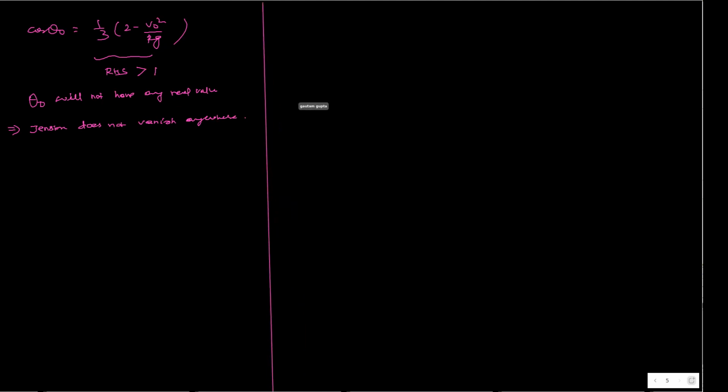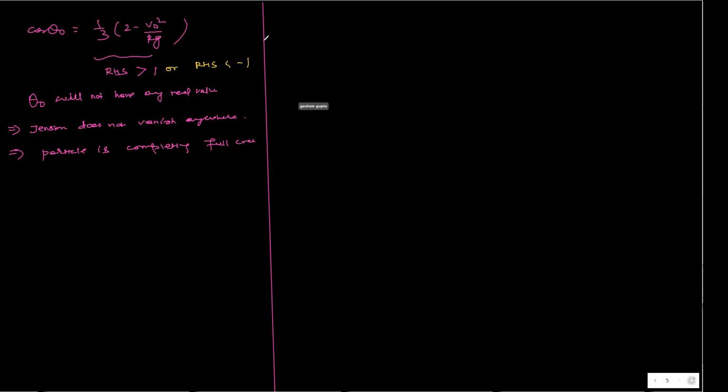Understood? If the tension is not vanishing anywhere, that means the particle is completing the full circle. If RHS is greater than 1, or even RHS is less than -1, any of the two conditions happens, that means the cos theta naught will be out of its range, because cos of anything cannot be greater than 1 or less than -1.